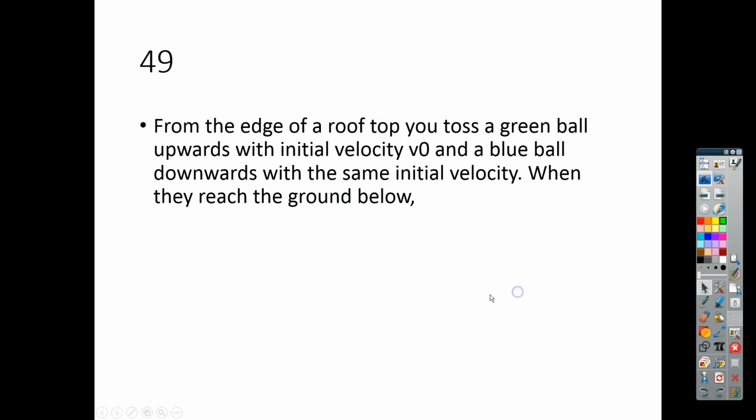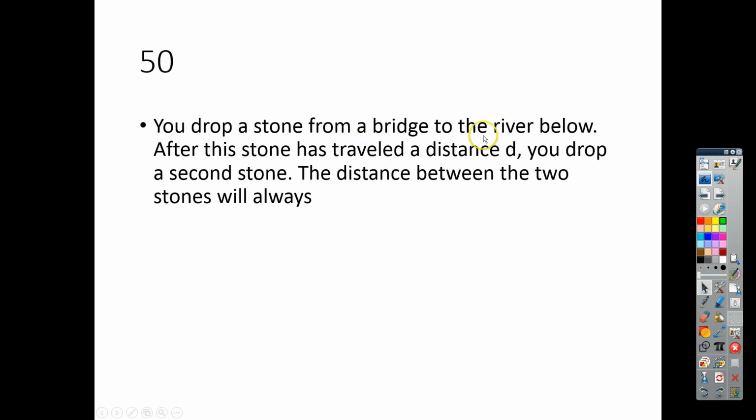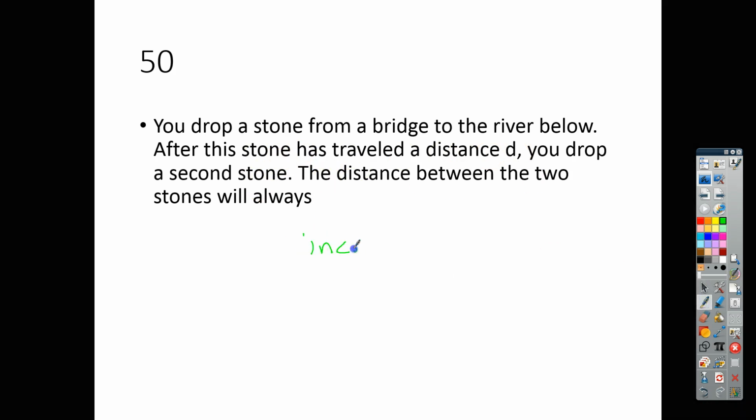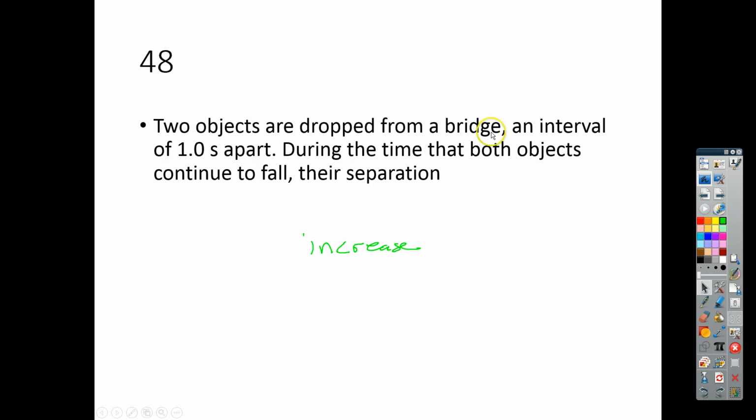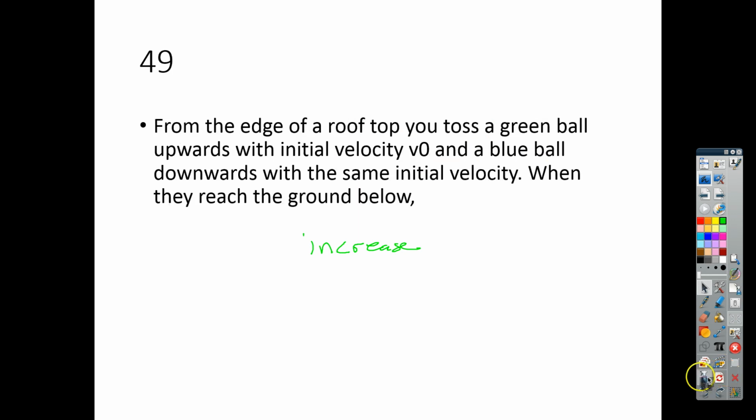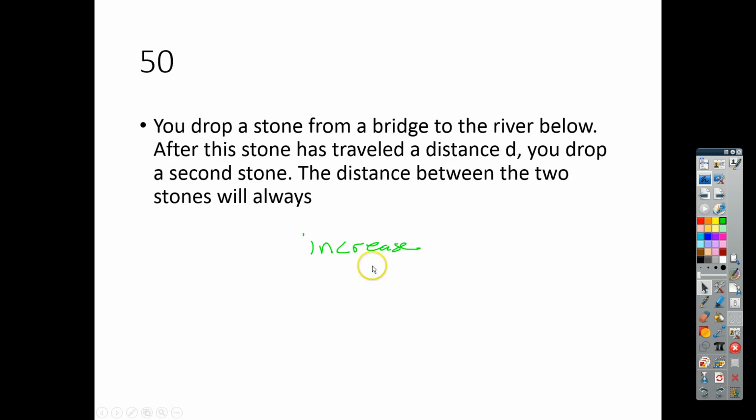Yay, we're on the very last one. This is number 50. You drop a stone from a bridge to the river below. After the stone travels distance D, you drop another one. The distance between the two stones will always increase. And we proved that one when we looked at number 48, when we did the same thing. So 48 and 50 have basically the same answer, increase, and that is it. Hopefully those helped you.